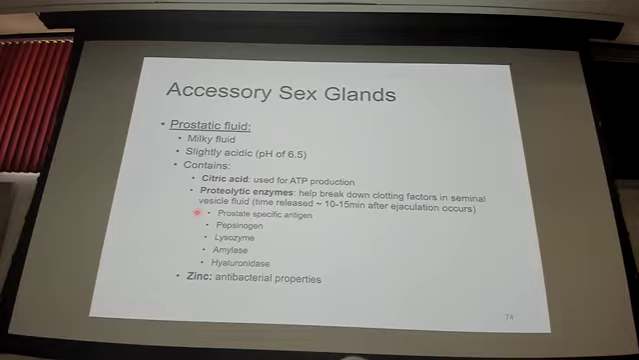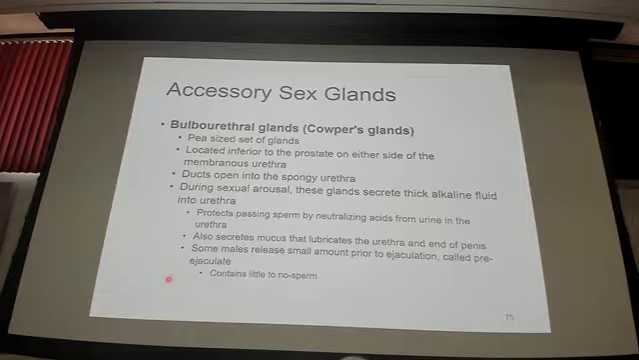And then zinc, antibacterial properties as well. So prostatic fluid is typically rich in zinc. And so again, that just helps with any of the bugs that are left over in the urethral tissue and maybe in the vaginal cavity until that semen can make its way up the fallopian tube and hopefully fertilize an egg, okay?